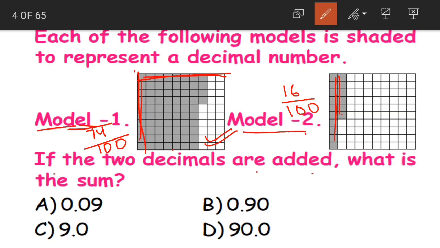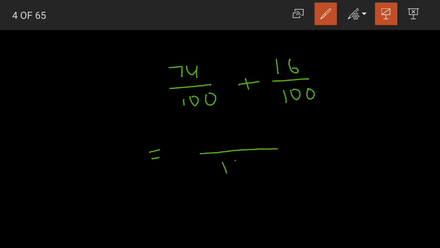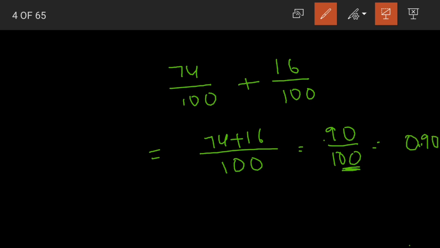Now if the two are added, what is the sum? 74 by 100 is for model 1 and 16 by 100 is for model 2. What are they asking? If the decimals are added. Now from here we can proceed in 2 ways. The first is we can add the fractions as it is. This would be 90 by 100, and then finally convert this fraction into a decimal. In the denominator we are having 2 zeros. So in the numerator we'll place a point after 2 digits from the right. 0.90 will be our answer.